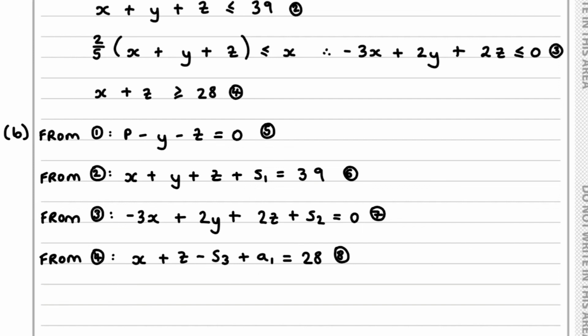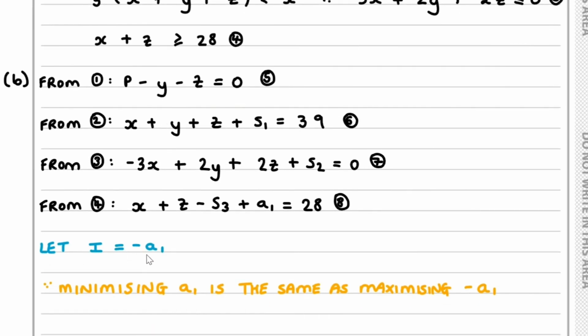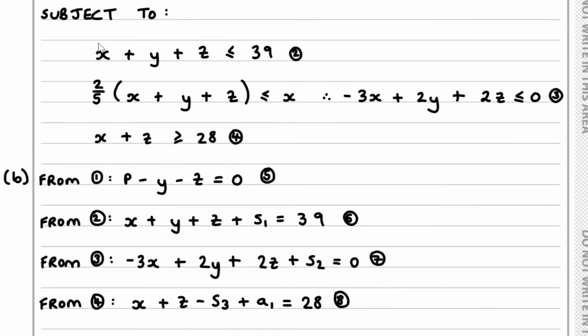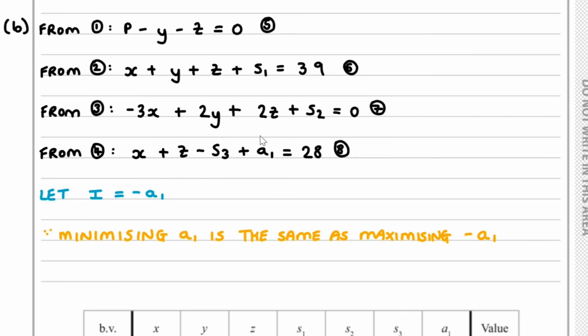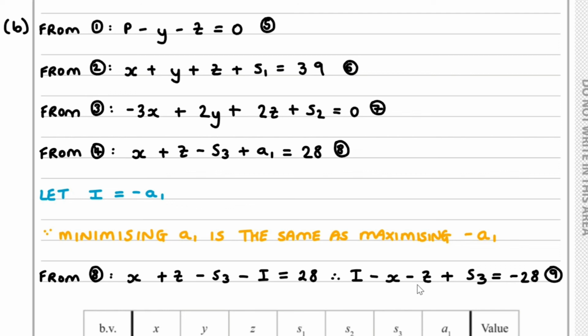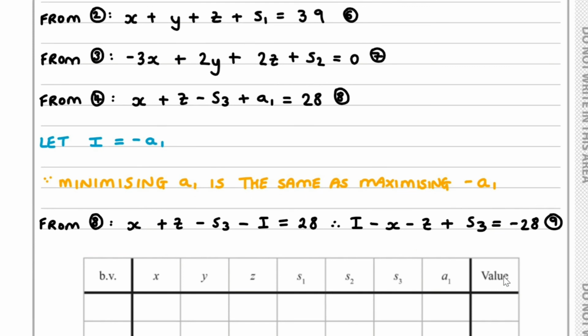Now, with the two-stage simplex, what we need to do first of all is let I equal minus a1. The reason for this, minimizing a1 is the same as maximizing minus a1, and we've got a maximizing problem. With that being the case, replacing the a1 with minus I, we can see from equation 8 we have x plus z minus s3 minus I equals 28, from which we can conclude I minus x minus z plus s3 is equal to minus 28, which I've called equation number 9.